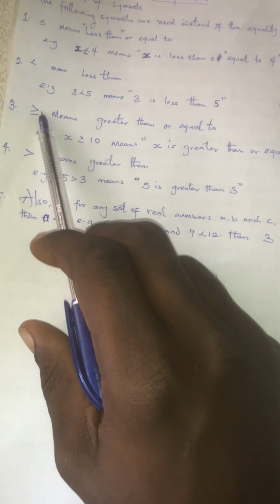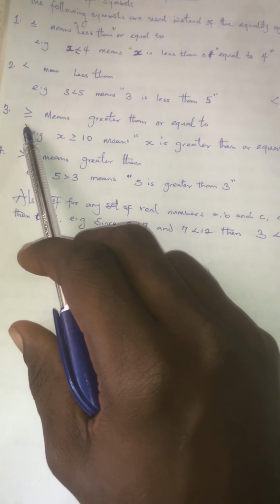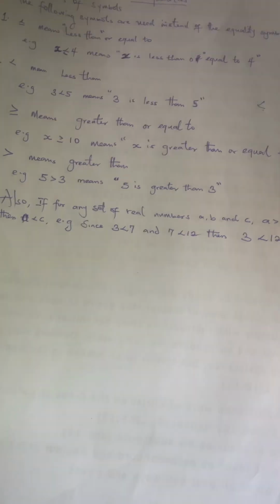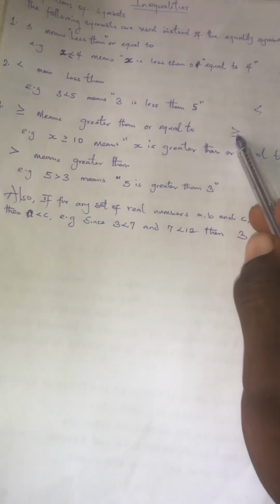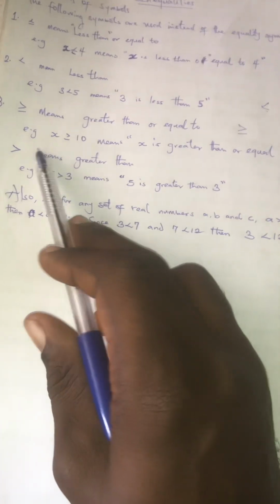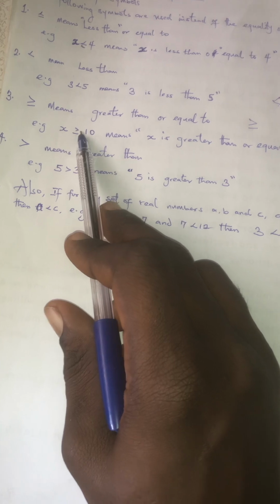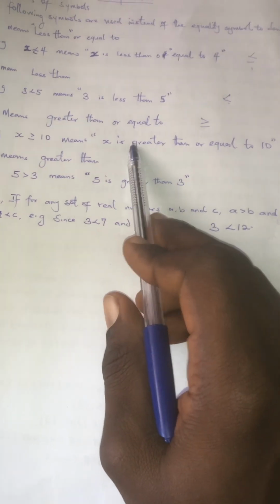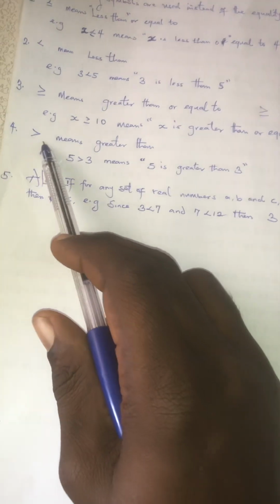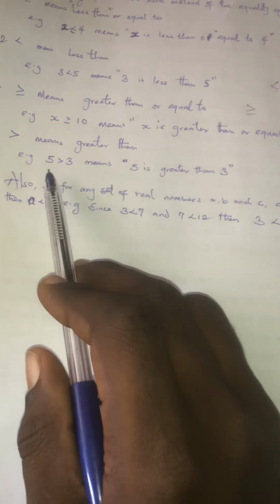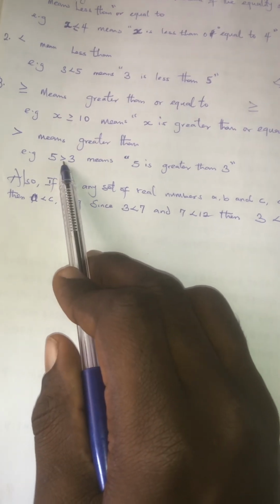And the next thing is what? It's greater than or equal to. If you have something in this form, it means greater than or equal to. For example, 8 greater than or equal to means that 8 is greater than or equal to 10. And the next one is this. It means only greater than. It means that 5 is greater than 3, while we say that 3 is less than 5. But you can also say 5 is greater than 3.